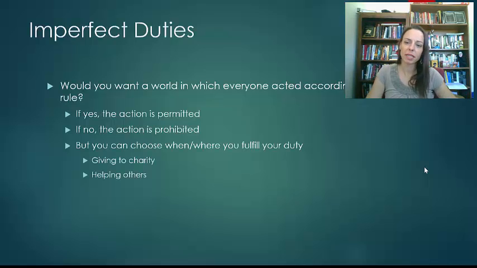So some examples that he gives: giving to charity, helping others. Another example that Kant gives is cultivating your natural talents. These are all things that we want people to do, right? We would rather live in a world where people helped each other than live in a world where nobody helped each other. But in these contexts, you don't have to be charitable every single opportunity that arises. You can choose when and where and how you do that.